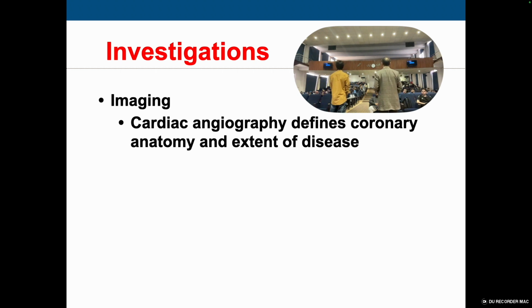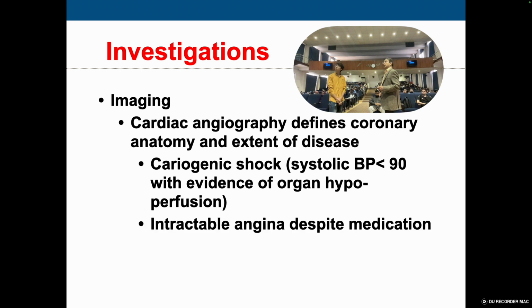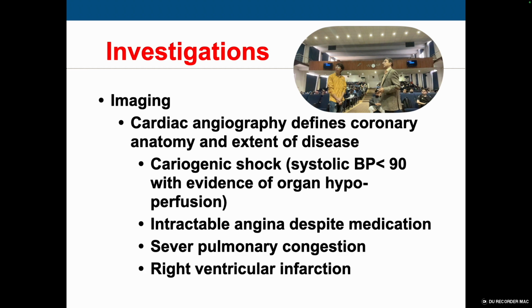So if the facility is available, it should immediately be done to see what the situation of the coronaries is, and if an immediate life-saving maneuver can be done. For example, you can put in a stent. Cardiogenic shock with evidence of organ hypoperfusion, intractable angina despite medication, severe pulmonary congestion, right ventricular infarction. In these patients, you may go for angiography immediately.